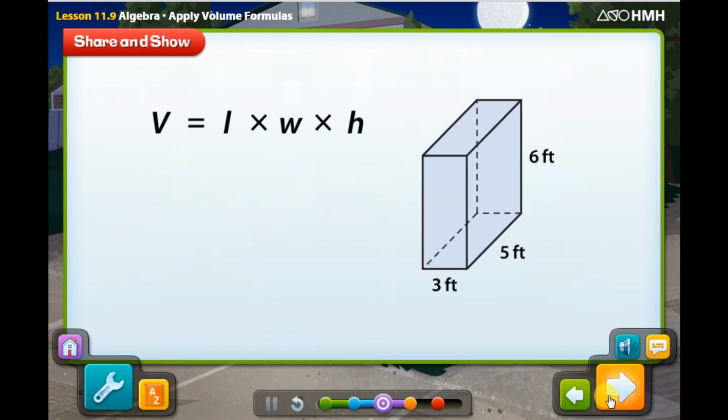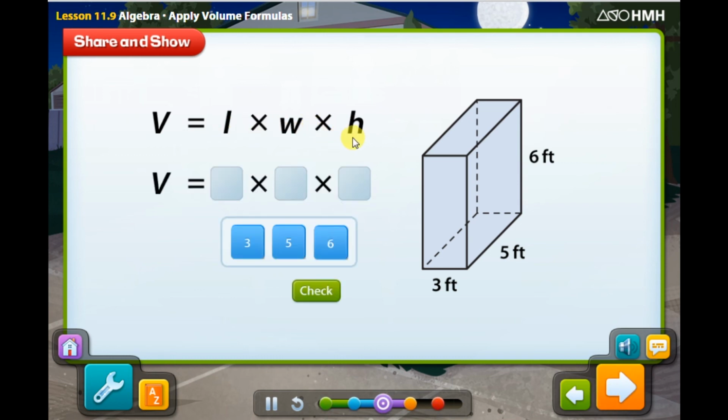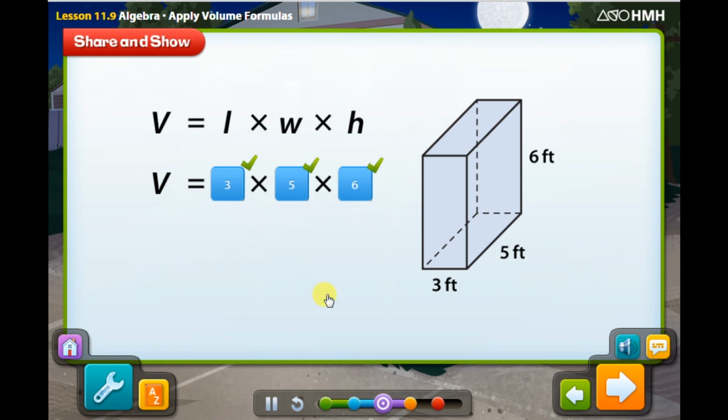Let's see another example. Let's find the volume of this rectangular prism by using the formula volume equals length times width times height. First, identify the length, width, and height. First, the length is 3. The width is 5. Finally, the height is 6. Correct! The length is 3 feet. The width is 5 feet. The height is 6 feet.